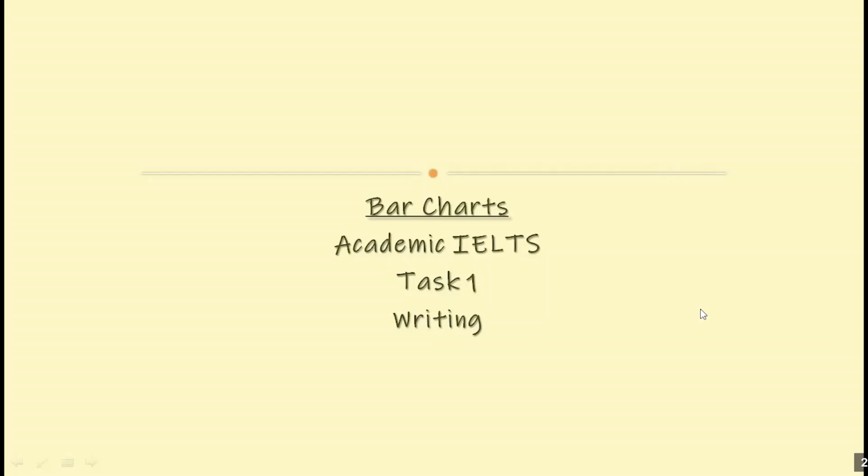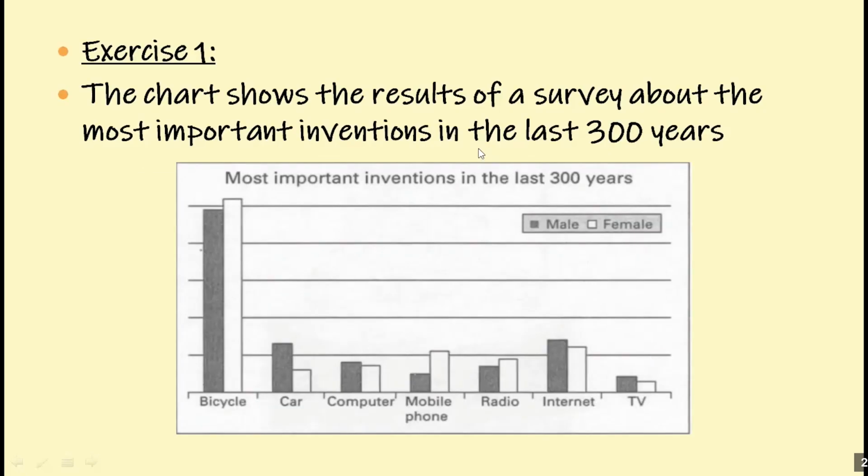Assalamu alaikum. In today's lesson, we're going to learn how to write about bar charts as one of the types you might be asked to write about in task 1 of the academic IELTS. Let's watch. Here's an exercise.